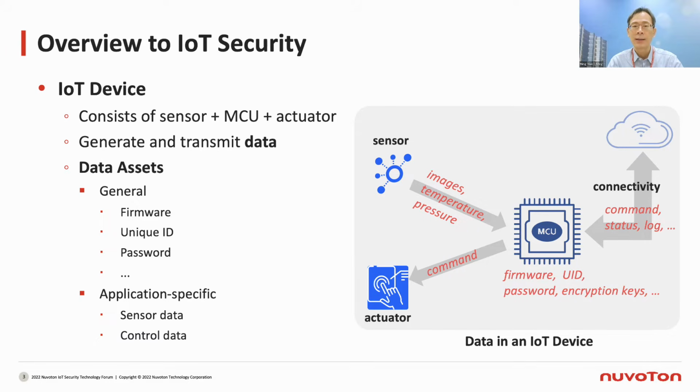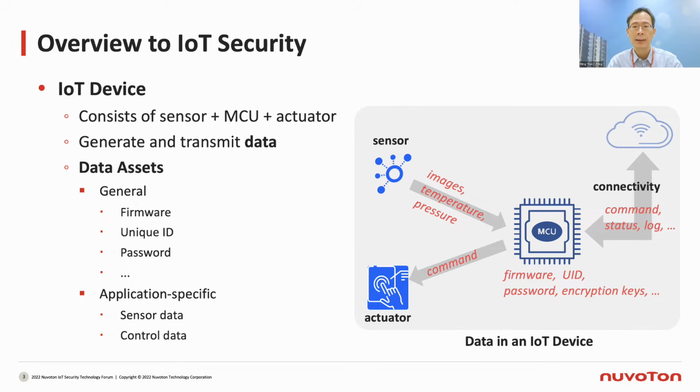Application-specific data includes the commands passed from the MCU to the actuators, and the device status or logs passed to the cloud server. The value of IoT devices lies in the intelligence and the automation that results from the device execution.